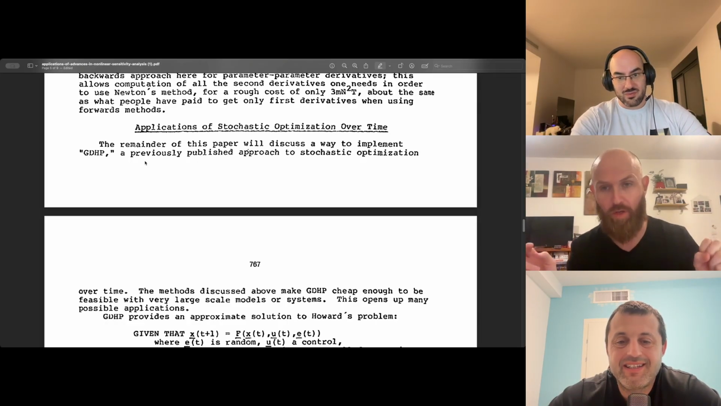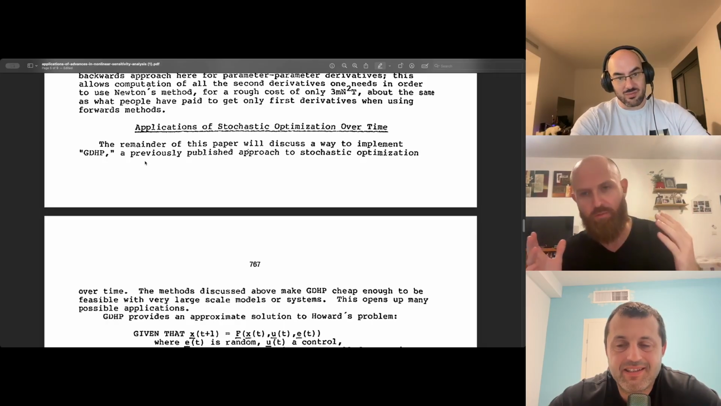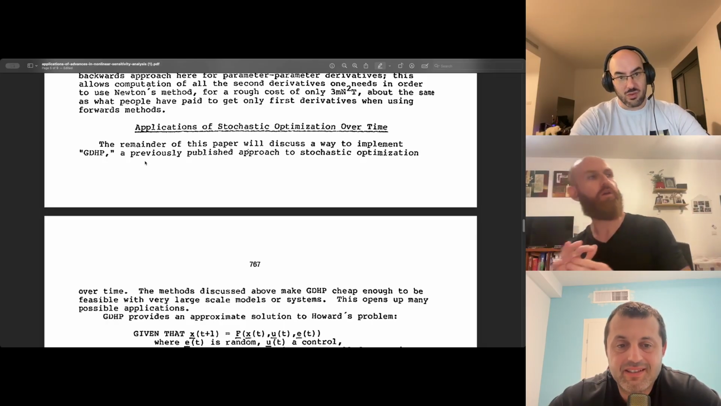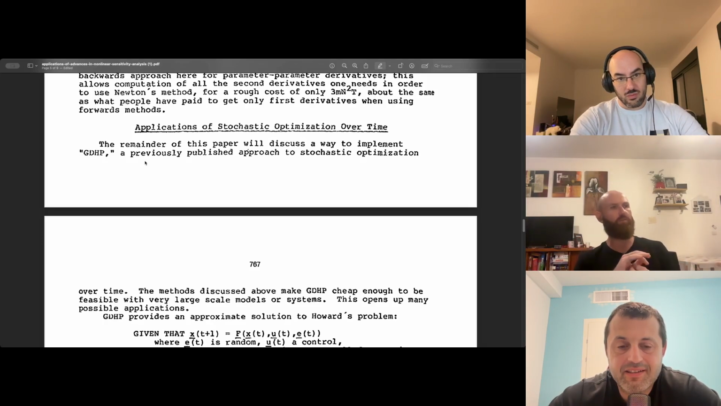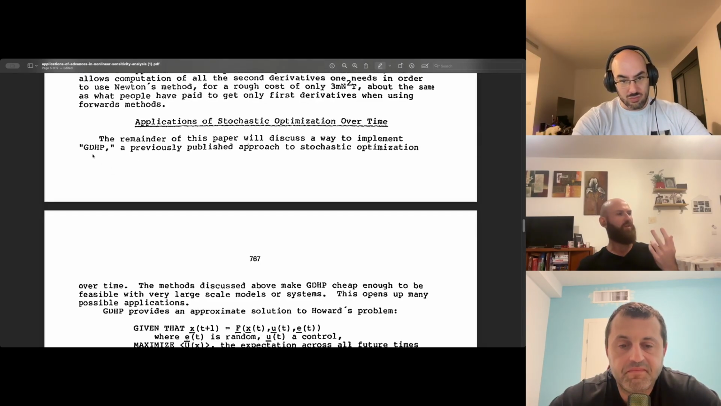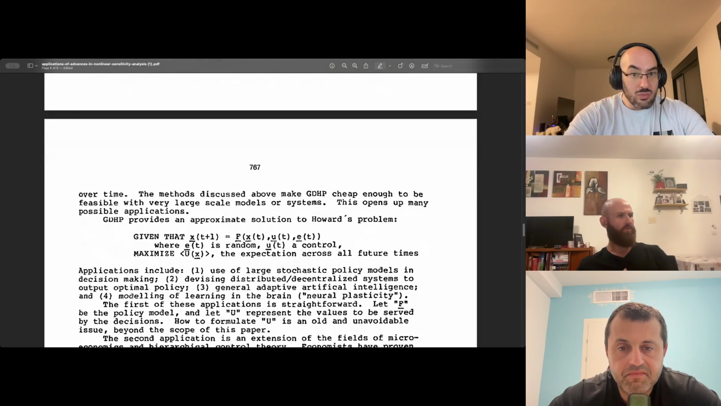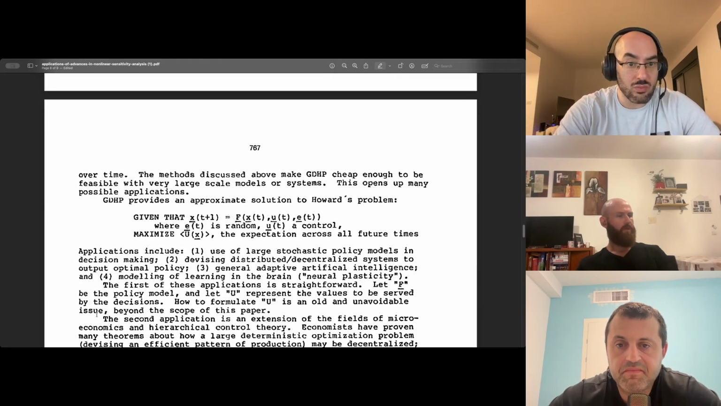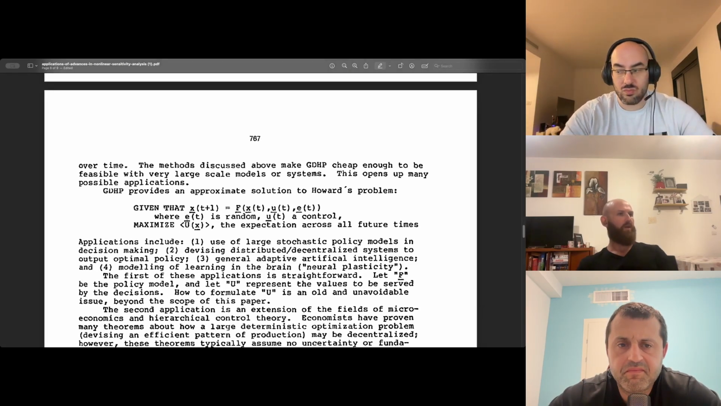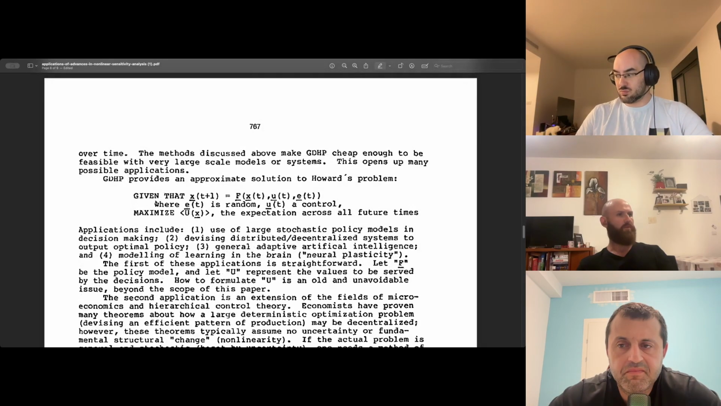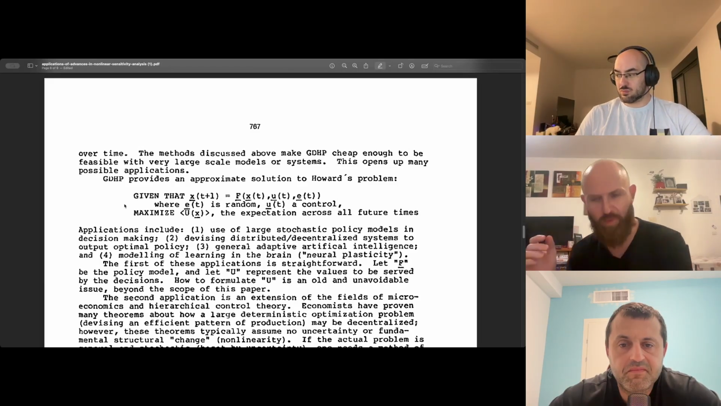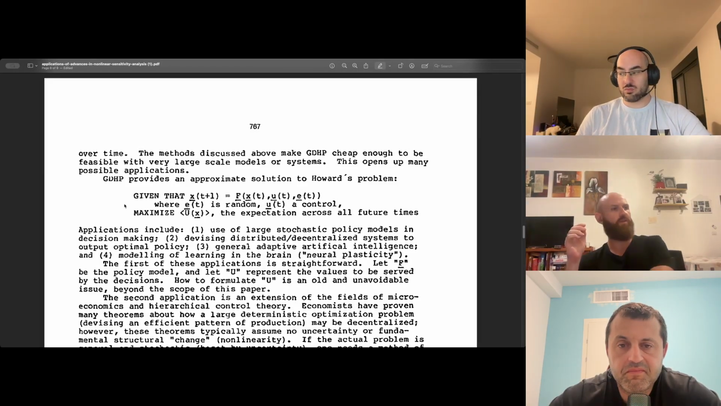In a sense, it's the second part of this paper of PhD, but it connects to what we did. So he talks about application of stochastic optimization over time. And he talks about a method that is GDHP, general dual something. I don't remember where he writes the abbreviation. But the idea here for our listeners is tackling the problem of dynamic programming that we covered previously.